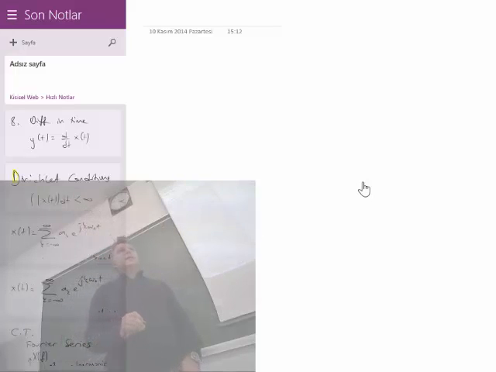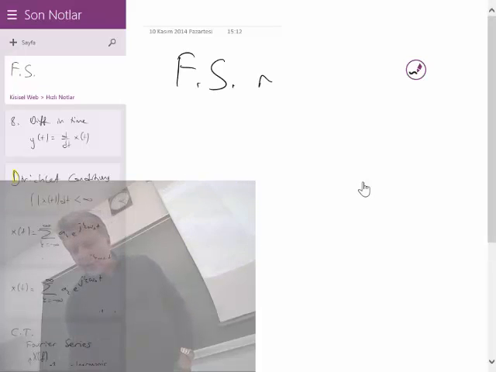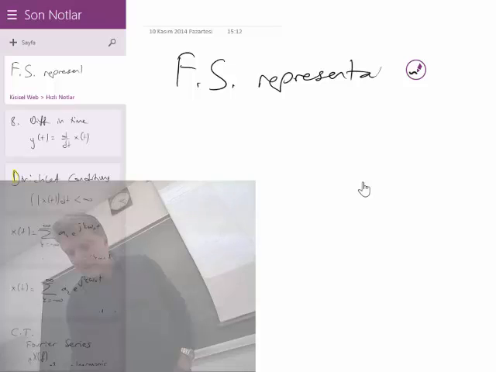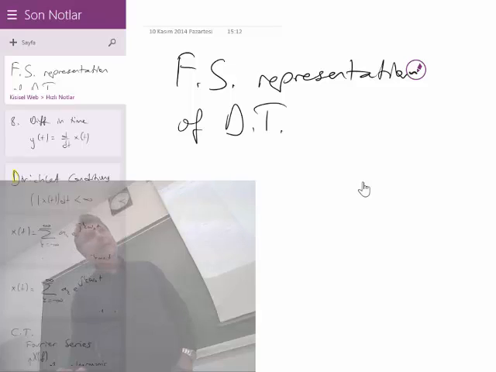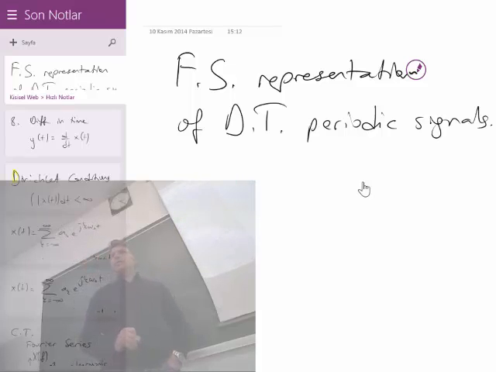Okay, now the next topic that we have to consider is again the Fourier series coefficients, but this time the Fourier series representation of discrete time periodic signals. This is the new topic. As you see, periodicity is an important issue here. We must have a periodic signal in order to find the Fourier series representation.